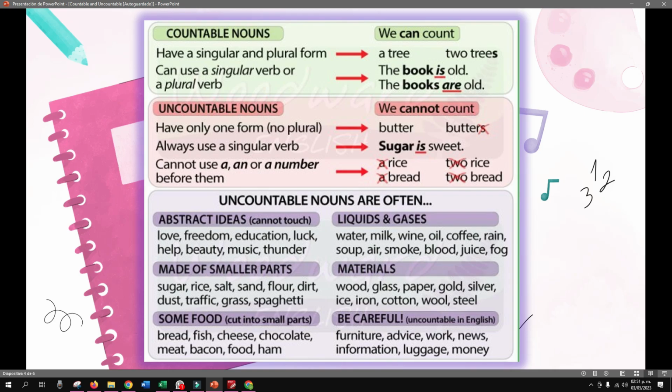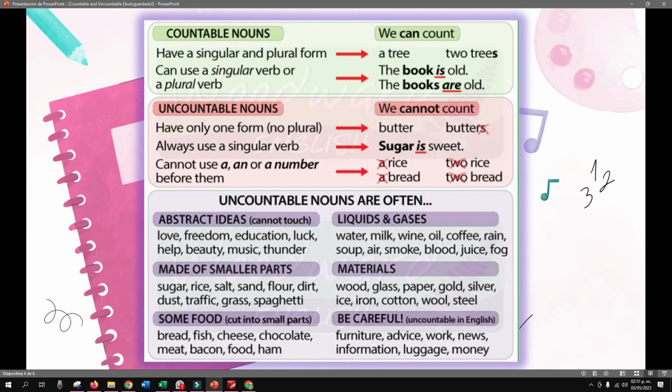Also, you have this. Here you have more examples of uncountable nouns. Abstract ideas, which you cannot touch: love, freedom, education, luck, health, beauty, music, thunder. Right? You cannot touch abstract ideas, right?